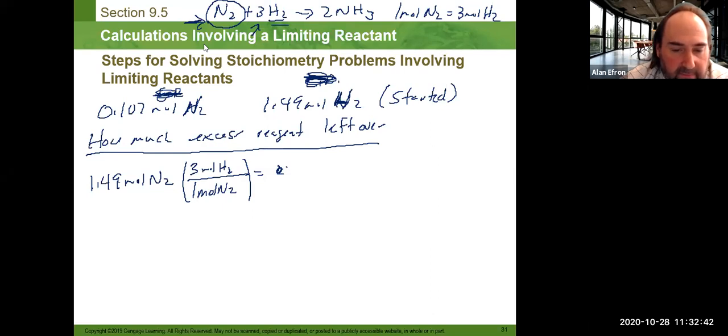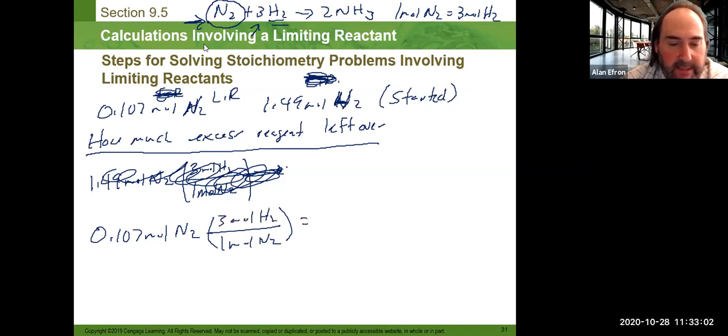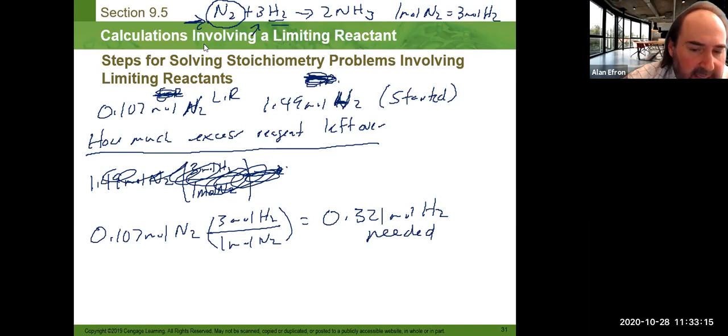So this is 1.49 moles, and this is our limiting reagent. Take 2, sorry about that. 0.107 moles of our nitrogen is what we have, and same relationship, 1 mole of nitrogen, 3 moles of H2. That should come out a little bit better there. There we go. 0.321 moles of H2 is needed in this particular case. And that is how much H2 is needed.